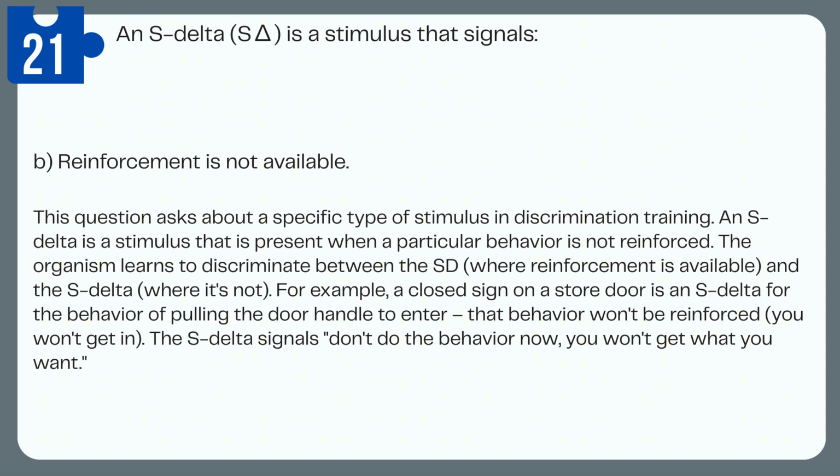For example, a closed sign on a store door is an S delta for the behavior of pulling the door handle to enter. That behavior won't be reinforced. You won't get in. The S delta signals don't do the behavior now. You won't get what you want.